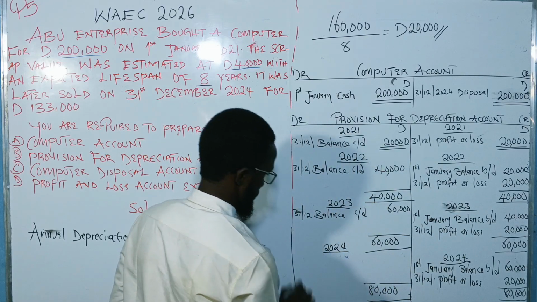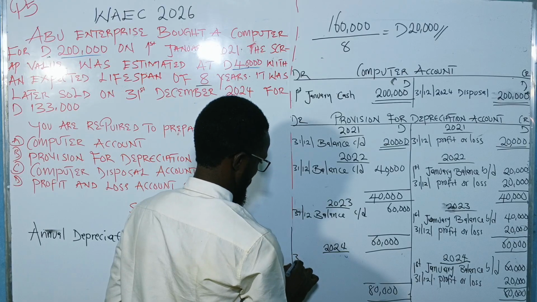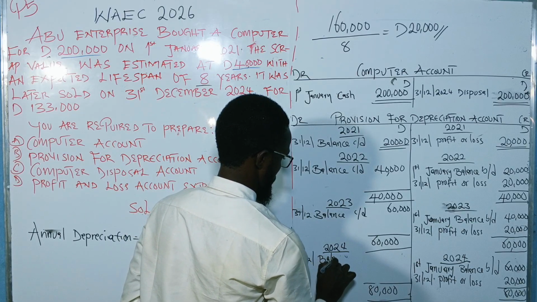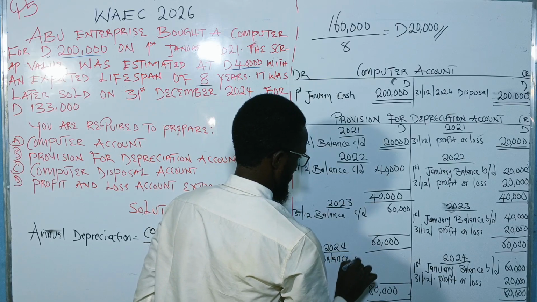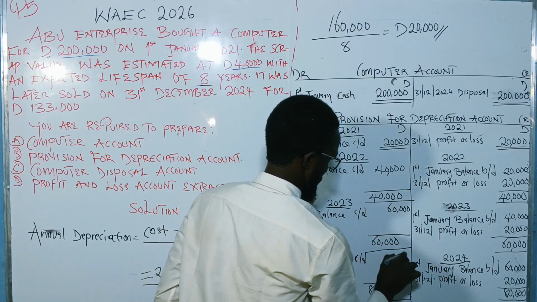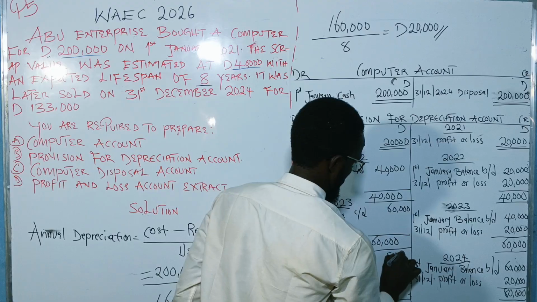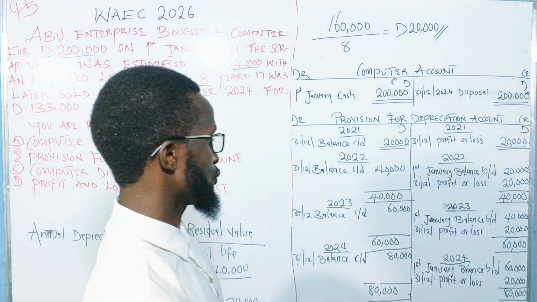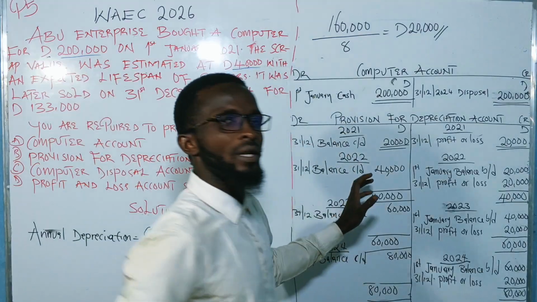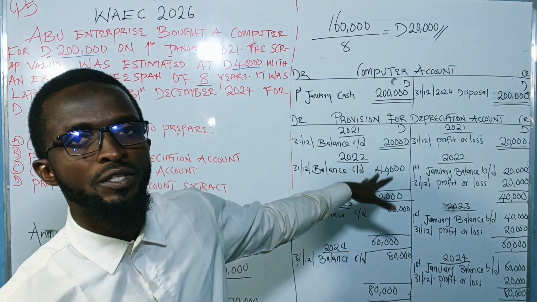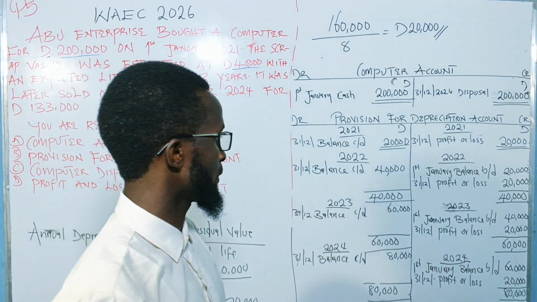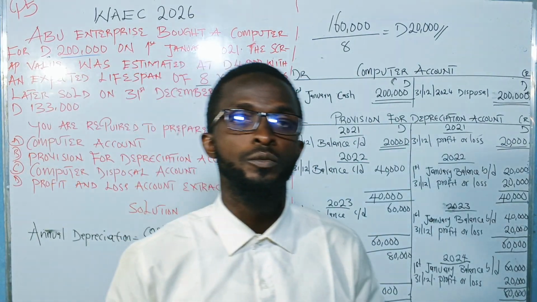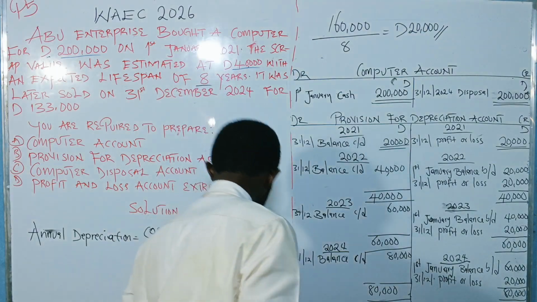Come on, say balance 31st December, balance CD 80,000. This will be your balance BD for 2025. So that's all as far as provision for depreciation account is concerned. The next thing is to prepare our computer disposal account.